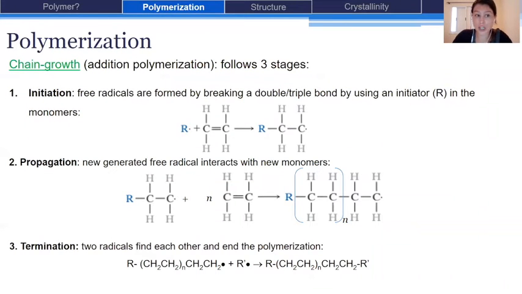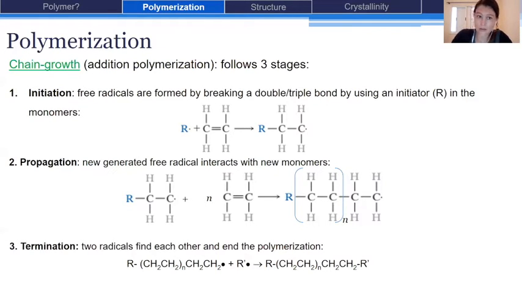So let's start with chain growth polymerization, that is also called addition polymerization. This polymerization mechanism follows three stages. And in fact, we have already described part of this polymerization process when we described the example of the polymerization of polyethylene. So the first stage of this mechanism is the initiation.